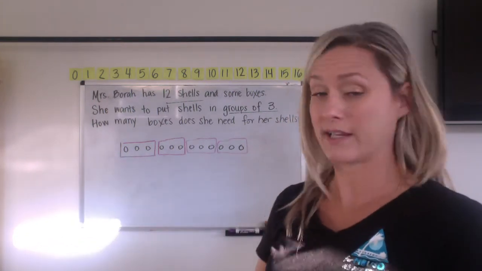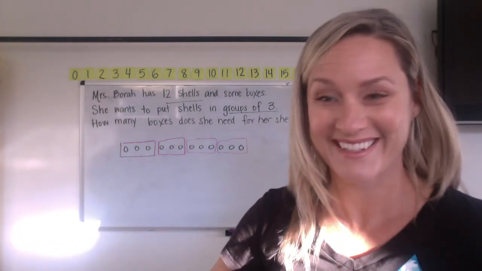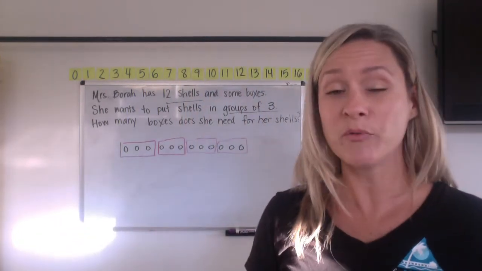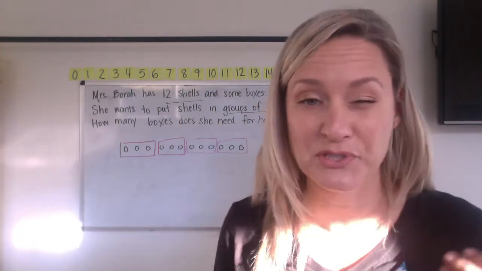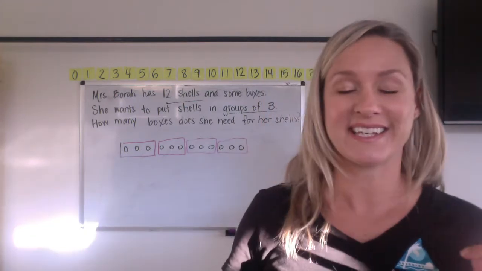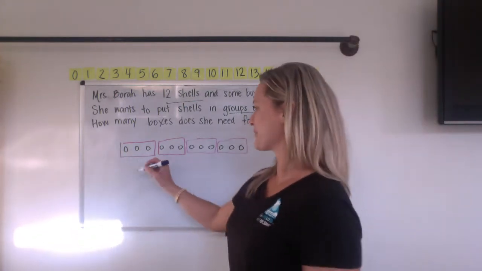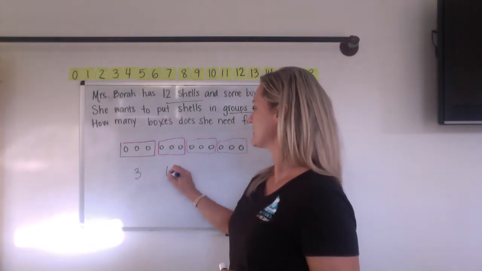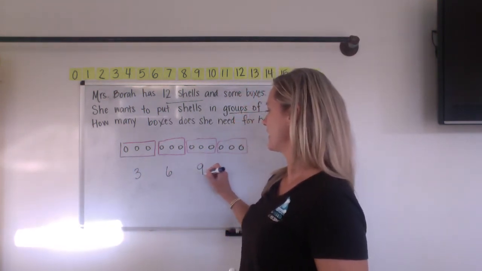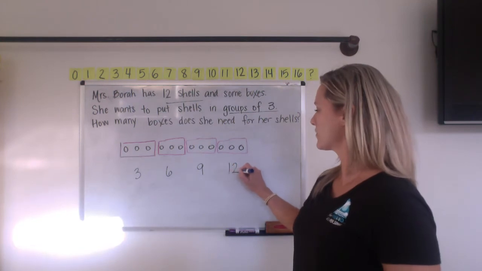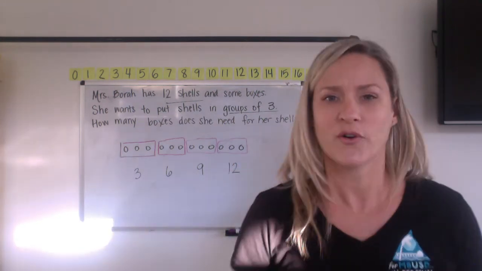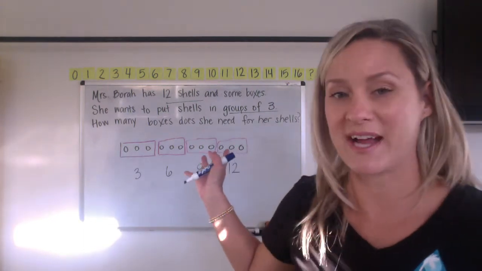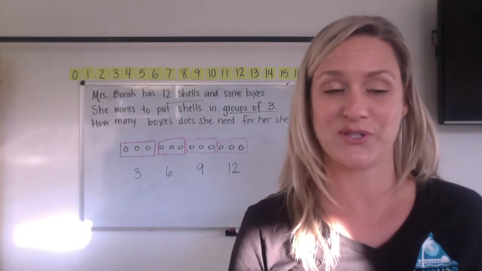So let's see if we can count by 3s. Do you guys remember how to do that? I bet you do. It's important to remember how to count by numbers. Those are called multiples. So 3, 6, 9. Let's count by 3s. Ready? 3, 6, 9, 12.